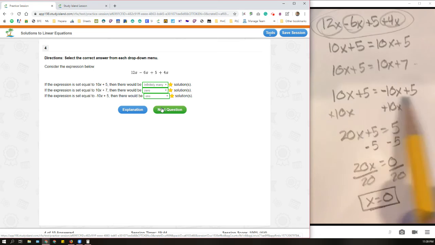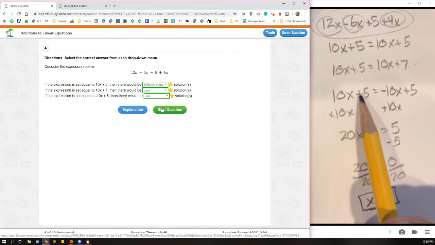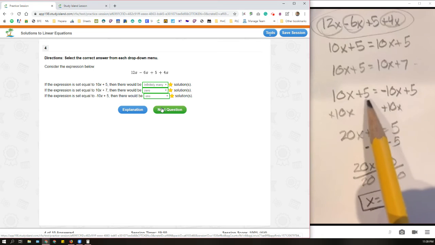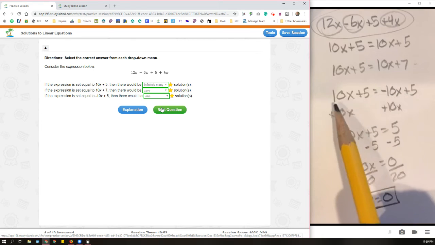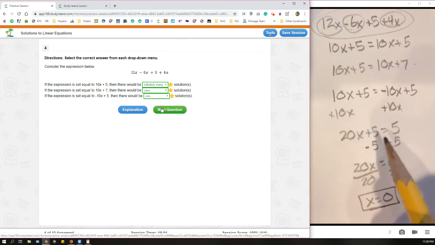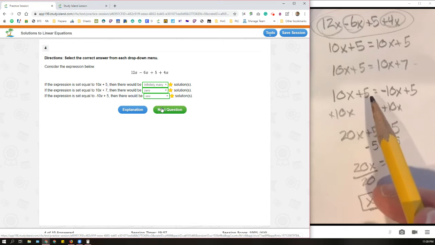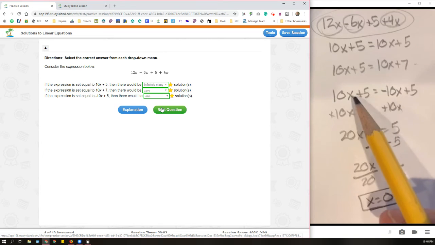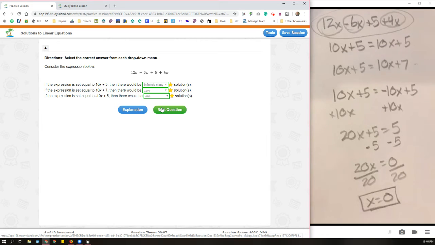This equation might look funny because we have 10 times x plus 5 equals negative 10x plus 5. How could they be equal when they both say plus 5, but the first things are different? Well, you can multiply both of these by 0, and they'll both equal 0. And 0 plus 5 is equal to 0 plus 5. 0 is the only thing you can plug in that makes this work. If you tried to plug in any other number, it would fail. But 0 works, so 0 is a solution.